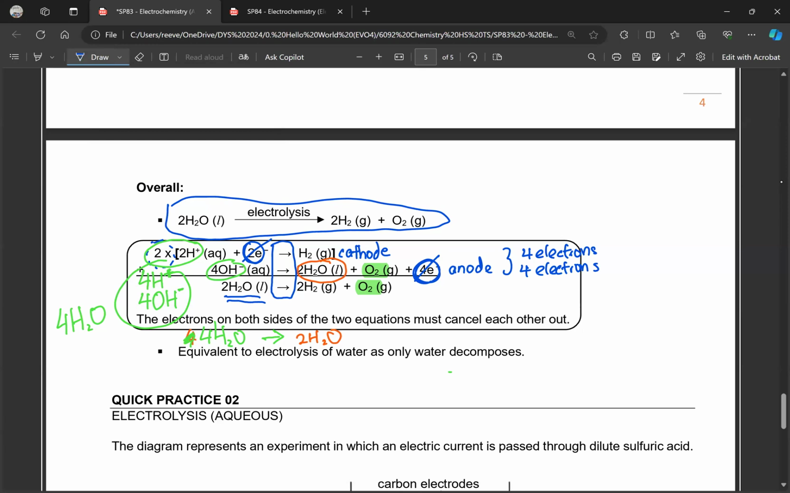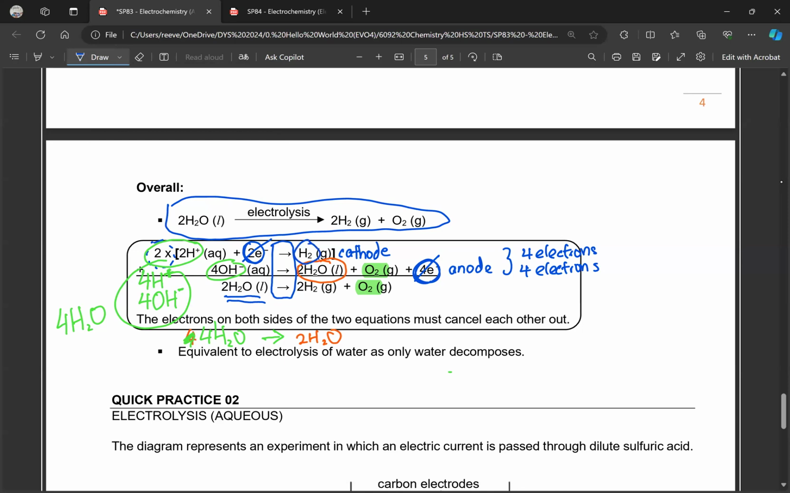Okay, this one is a bit algebra, I don't know how to explain, but it's 2H2O. So you must understand where the 4H2O comes from. The 4H2O is because of 4H+ and 4OH-, so together they become 4H2O. Then the right hand side has the 2H2O in orange. Then you just cancel, become 2H2O.